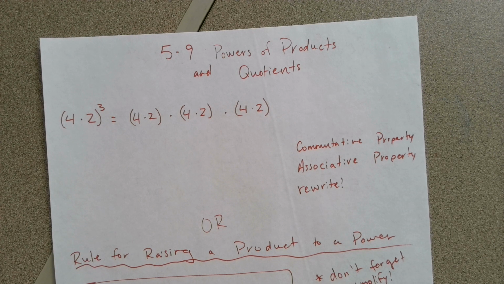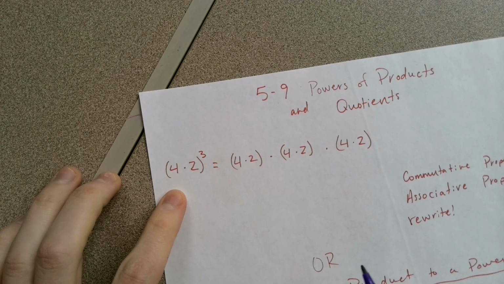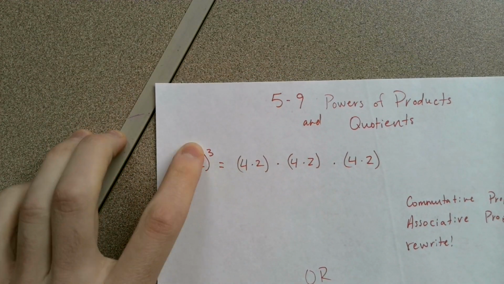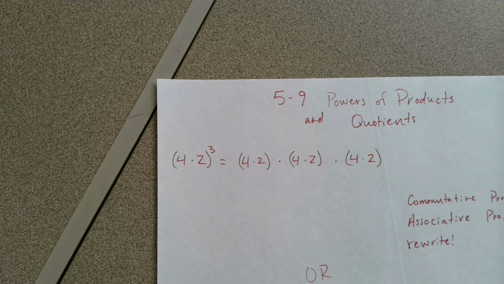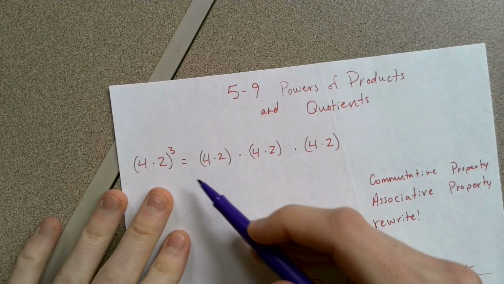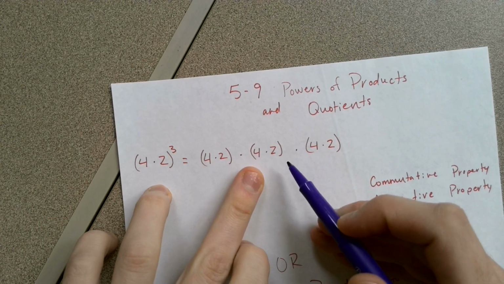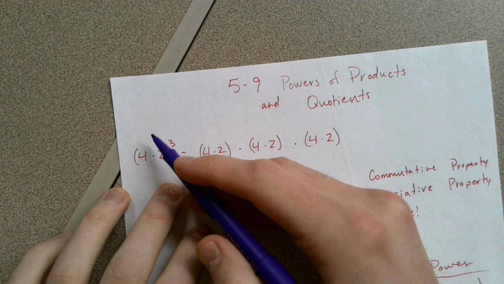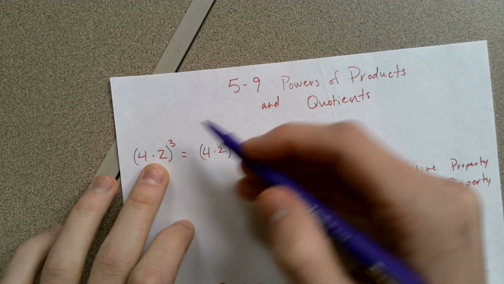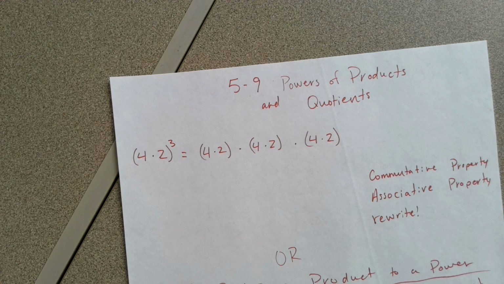There are some special rules that we have for this, but before we do that, I want to show you why this works. So the first thing that we have is 4 times 2 to the third power. And I rewrote this as 4 times 2 times 4 times 2 times 4 times 2, 3 times, because we know it was 4 times 2 to the third power. That means times by itself 3 times.